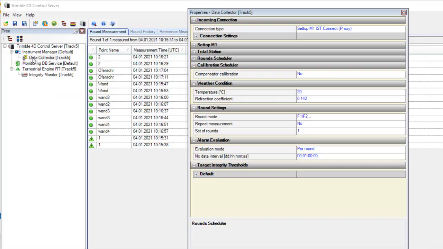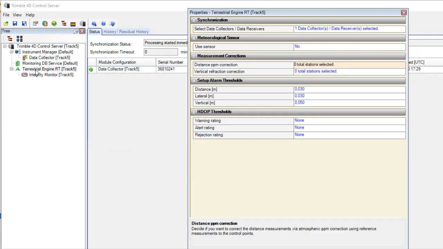In T4D server, we have a data receiver or data collector module which collects the rounds from the total station. In the properties of the data collector or data receiver module, the default values for temperature and the default refraction coefficient are defined. These values are used if no other value is provided. The terrestrial engine applies the measurement corrections.